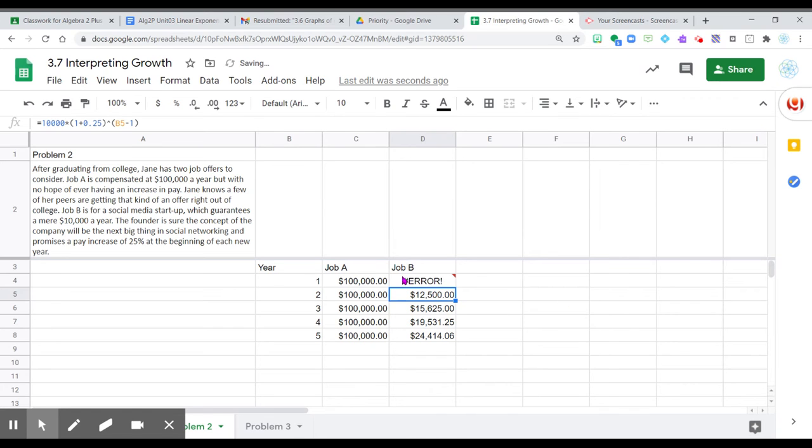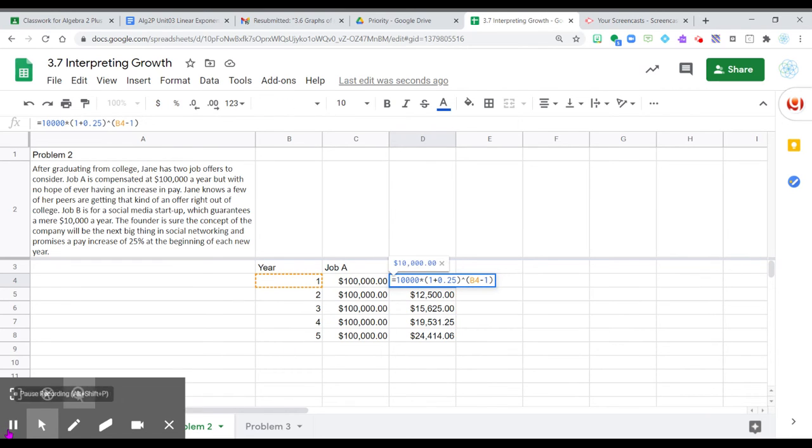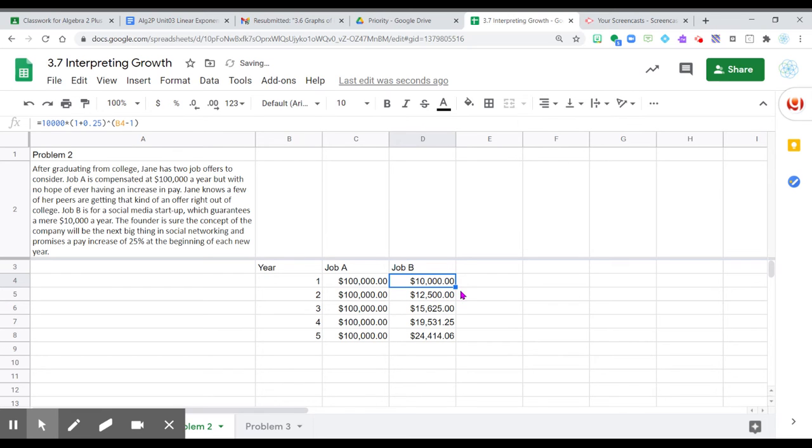So she gets $10,000. We currently have an error, which means there's something we mistyped in the equation. Let's see if we can find that. The error is that comma that we put into 10,000. The comma has significance in spreadsheets, so when you enter numbers, we enter them without commas. Now, hitting enter, it's 10,000. We pull this down, and in year 5, she's only making $24,000, which is much less than the $100,000.